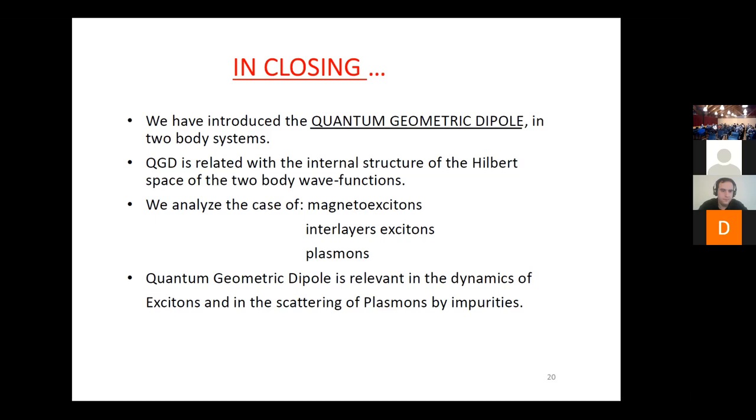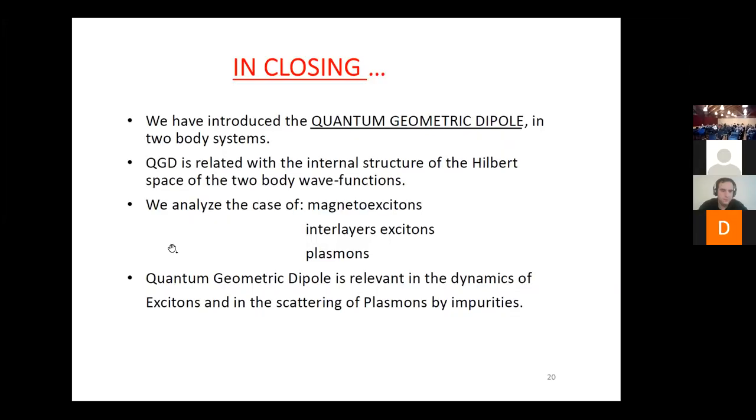From my side, do we see a possibility to directly measure this scattering? Pardon? Experimentally, to measure this scattering, do you see any possibilities? I mean, we can propose an experiment.